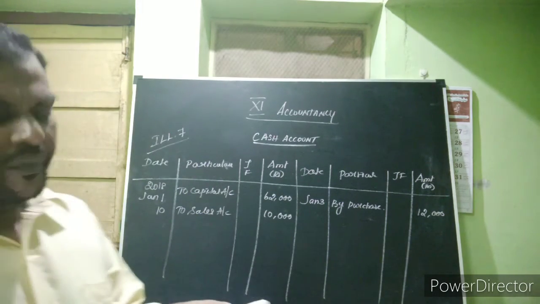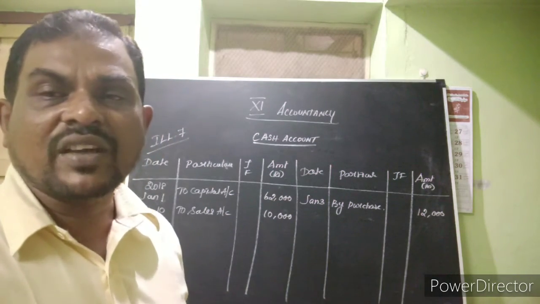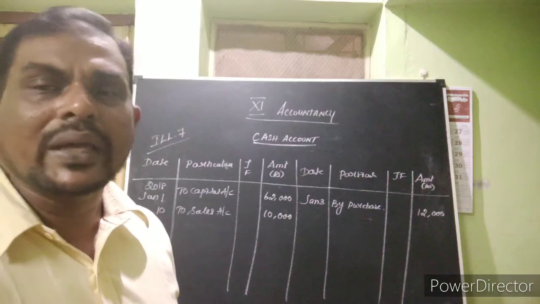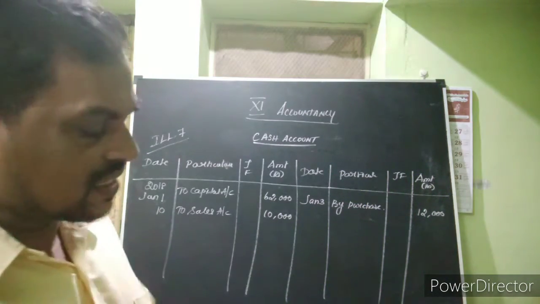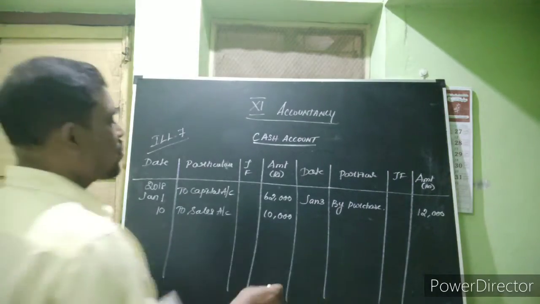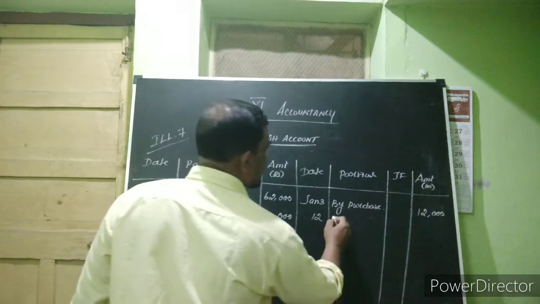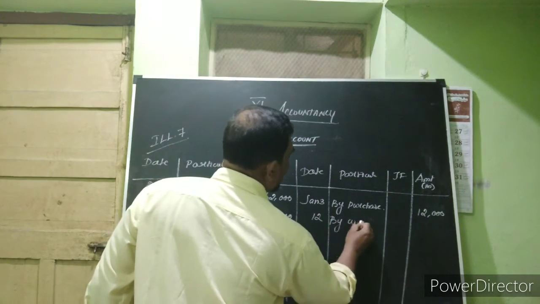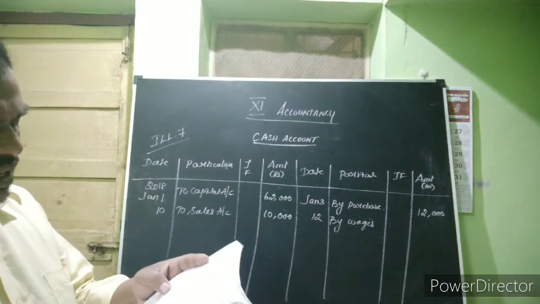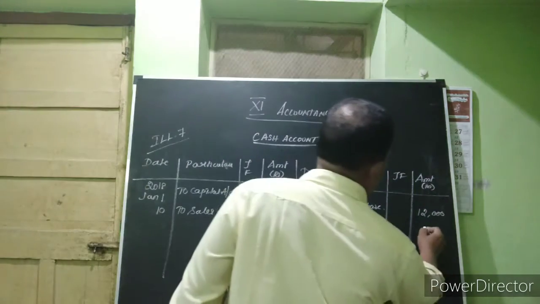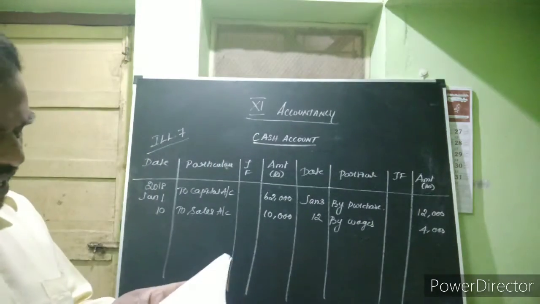Next, wages paid. Wages means expenses. What is the journal entry for wages paid? Wages account debtor to cash account. Now cash is in the credit side, so your hand should come in the credit side. What is the date? 12. So January 12, cash is in the credit side. Then which one is the debit side? By wages account. The corresponding debit entry is wages for this entry. So amount is rupees 4,000. What is the next journal entry?